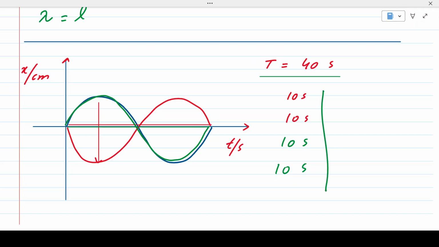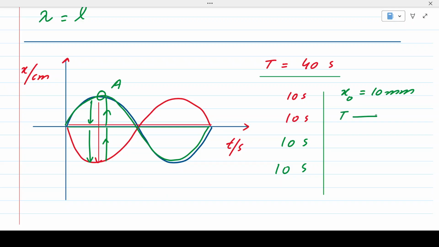Now the total distance covered by a particle. Let's say the amplitude of the wave is 10 millimeters. How much distance will be covered by a particle over here, let's say particle A, in one complete cycle? First the particle has to go 10 millimeters, 10 millimeters again makes 20, then 30, and then back to the starting position. So in one time period it covers 40 millimeters.